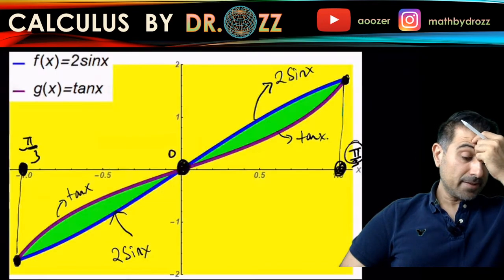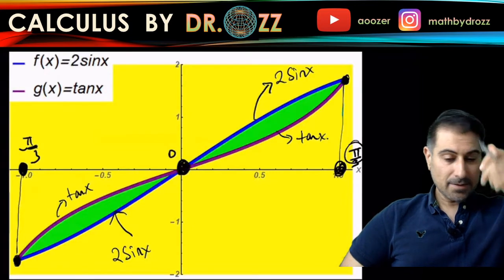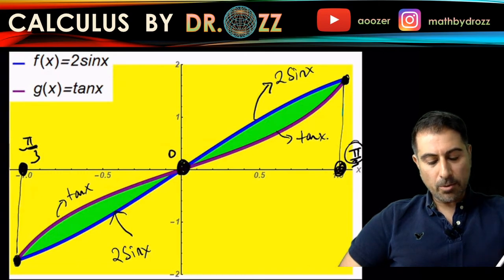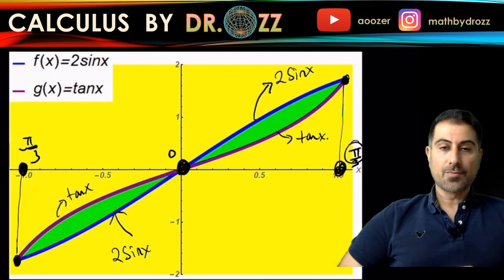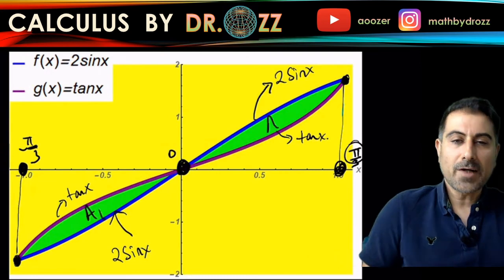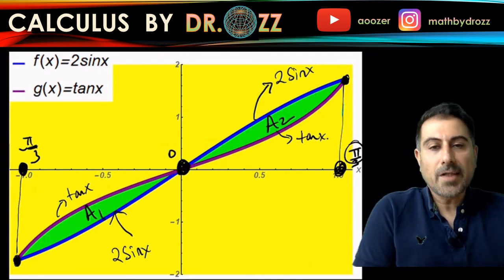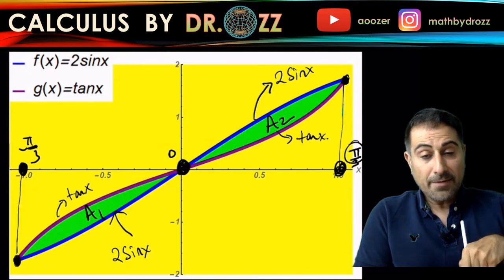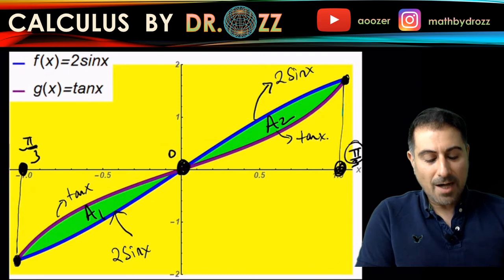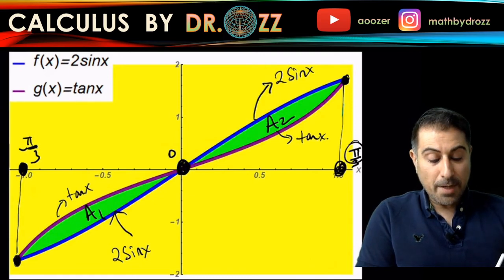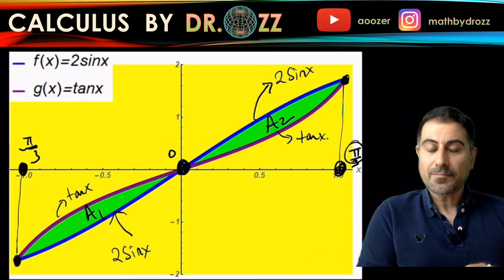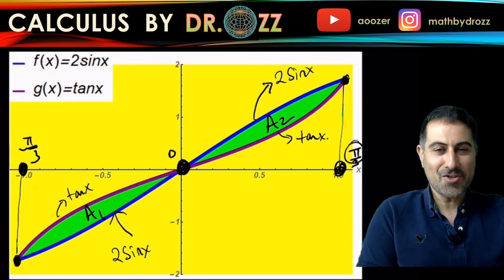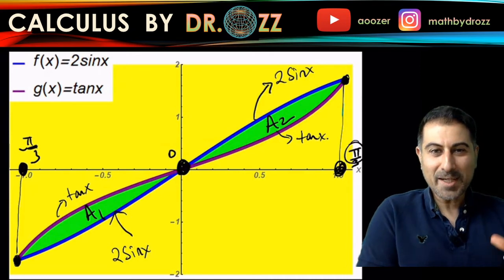The area surrounded by 2 sine x and tan x is the combo of two areas, right? One is, I'm going to call it A1. The other one is A2. And going with our formula to find the area in between two curves, we have the top and the bottom. On the left-hand side for A1, the top is tangent x and the bottom is 2 sine x. Whereas for A2, the top is 2 sine x and the bottom is tangent x. So we are talking about two different integrals.